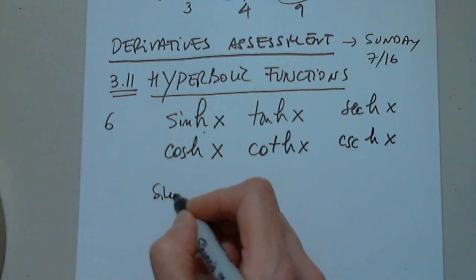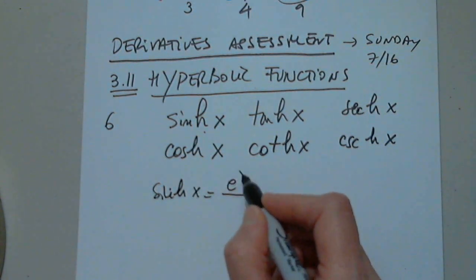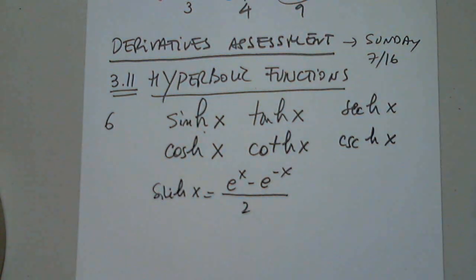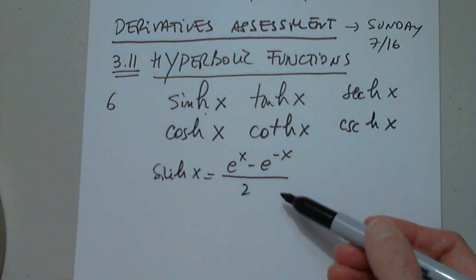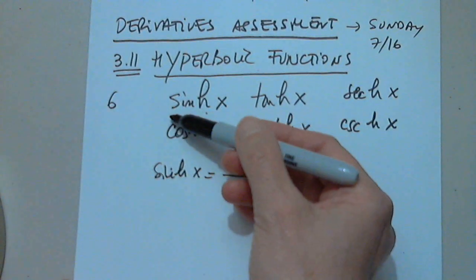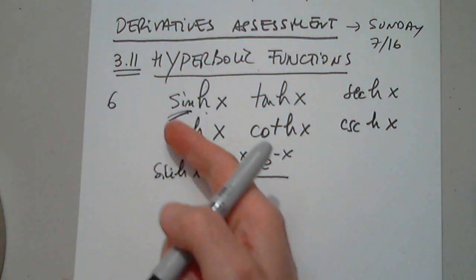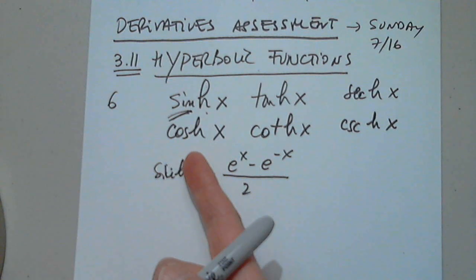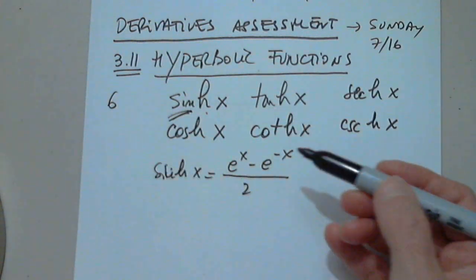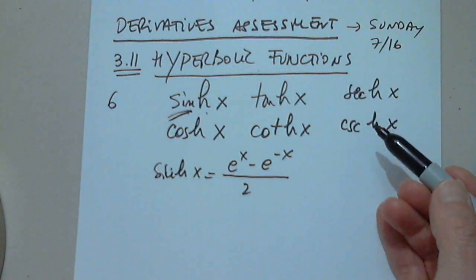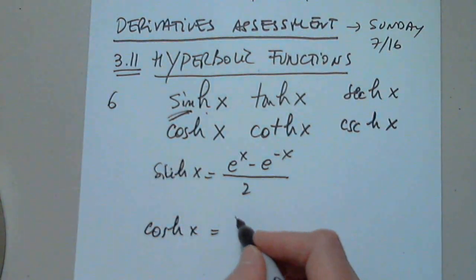So hyperbolic sine is e to the x minus e to negative x, divided by 2. So what is hyperbolic sine? It's a combination of exponential functions. It's not a sine function. But the relationships here are similar to the relationships between pure sine, cosine, tangent, cotangent, and trig functions, and they gave them these names. What about cosine? Hyperbolic cosine is the same but with plus.